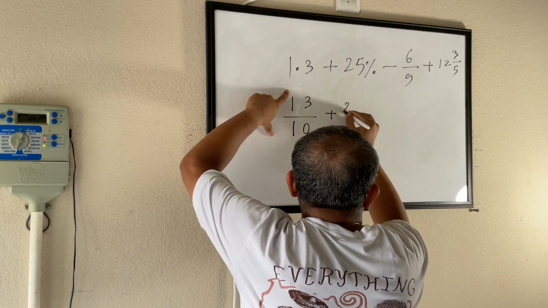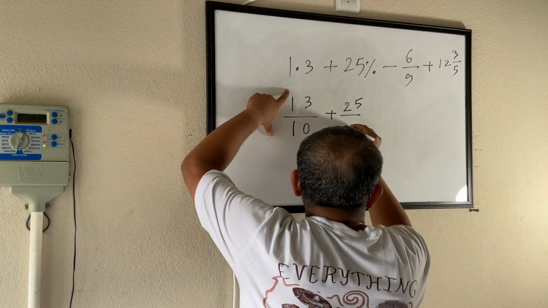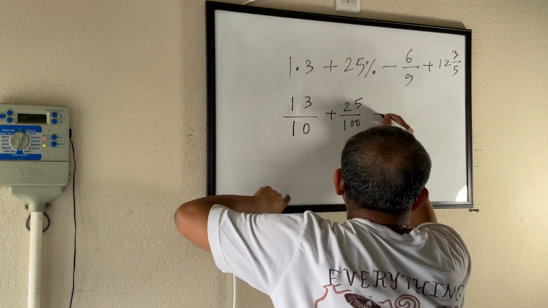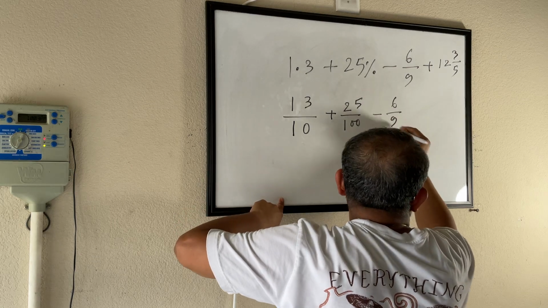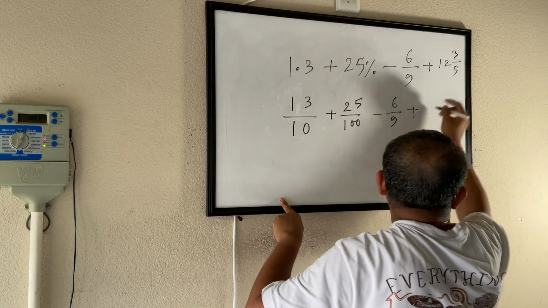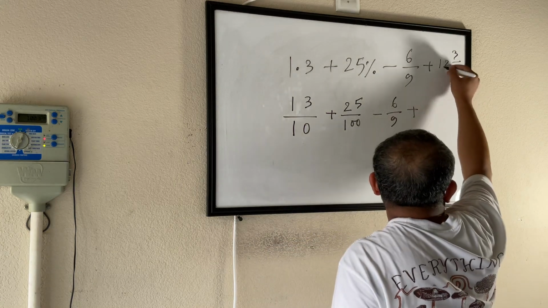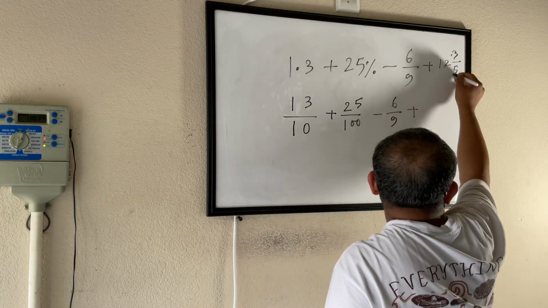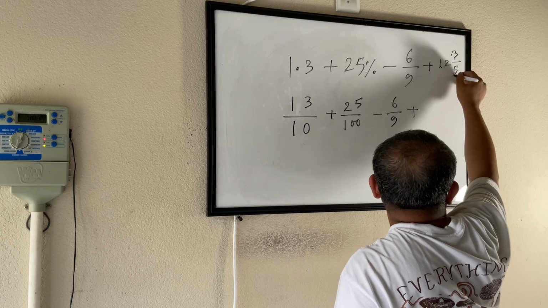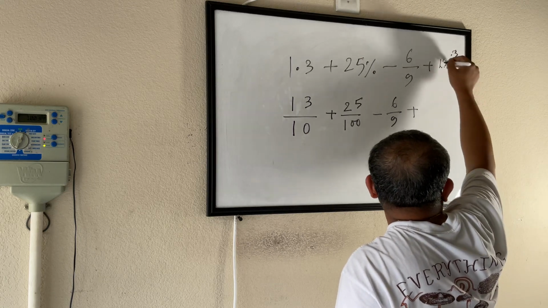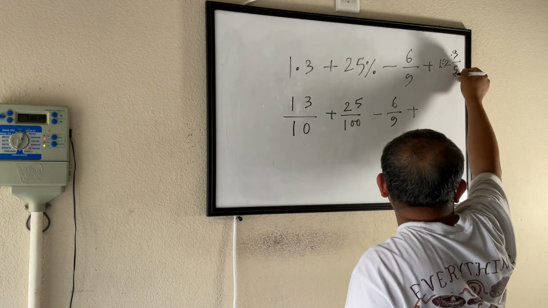25%, 25 per century. Done. This is already a fraction, I don't have to worry about it. And this is a mixed number, I will convert this to a fraction using math. Multiply, add, divide. Multiply 12 times 5 is 60, add 60 plus 3 is 63. So 12 times 5 is 60 plus 3, divided by 5.